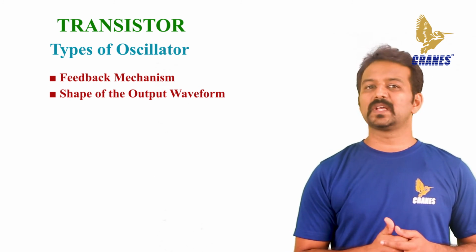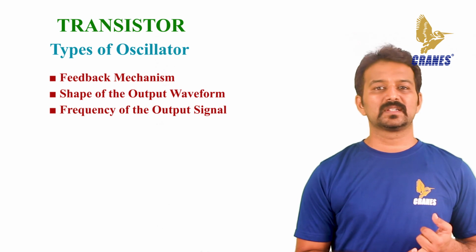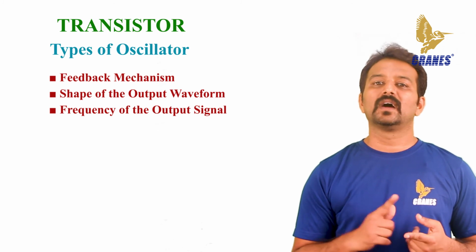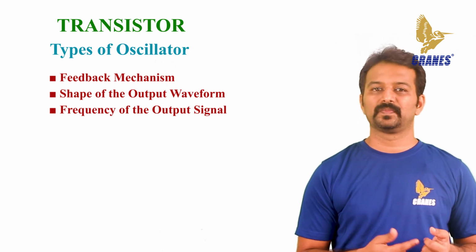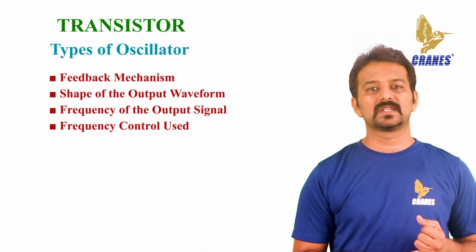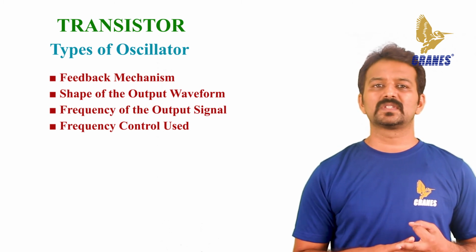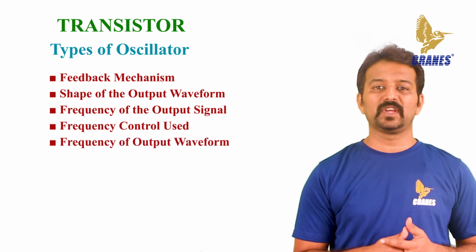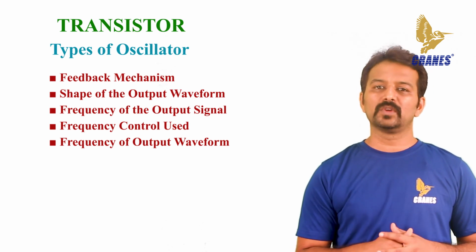We will look into the classification based on the frequency of the output signal: low frequency oscillators, audio oscillators whose output frequency is in the audio range, radio frequency oscillators, and high frequency, very high frequency, and ultra high frequency oscillators. Classification based on the type of frequency control used: RC oscillators, LC oscillators, crystal oscillators which use a quartz crystal to result in a frequency stabilized output waveform. Classification based on the nature of the frequency of the output waveform: fixed frequency oscillators and variable or tunable frequency oscillators.